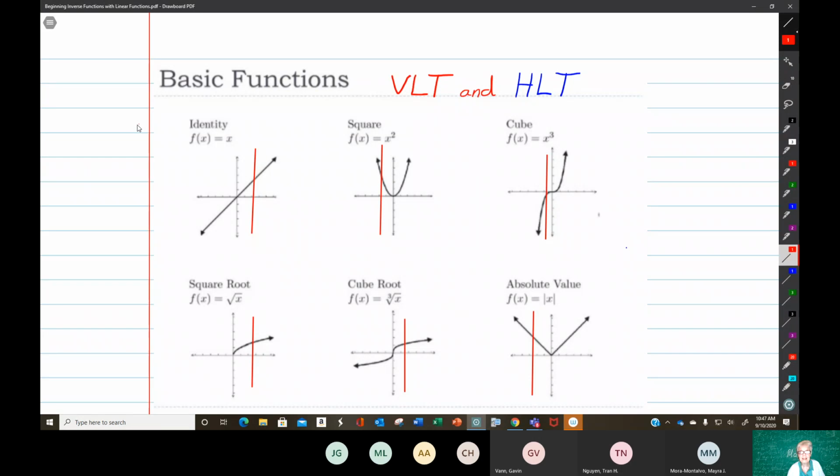Well, we have another line test, and here it is. This is the horizontal line test. Now my assumption is you remember the vertical line test, but if you don't, I'm going to write it now. Vertical line test.